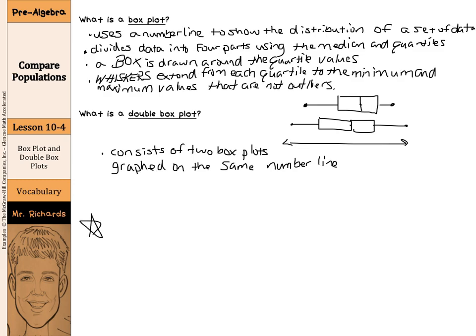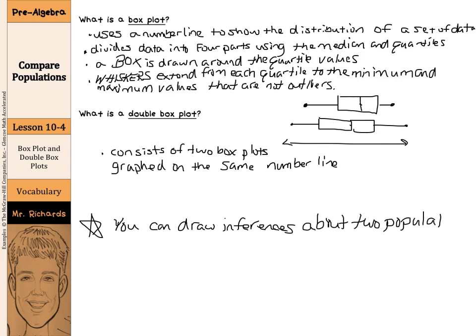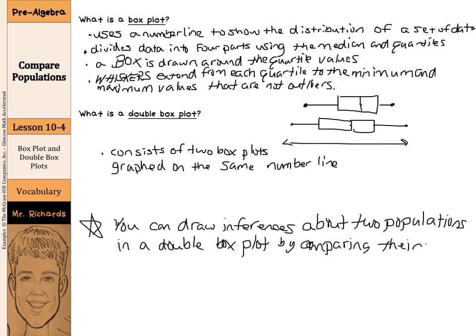And here is our key for today. You can draw inferences / make conclusions about two populations in a double box plot by comparing their centers and variability. And that's what we look to do today.